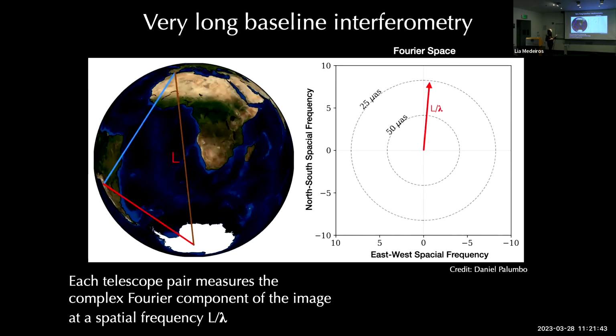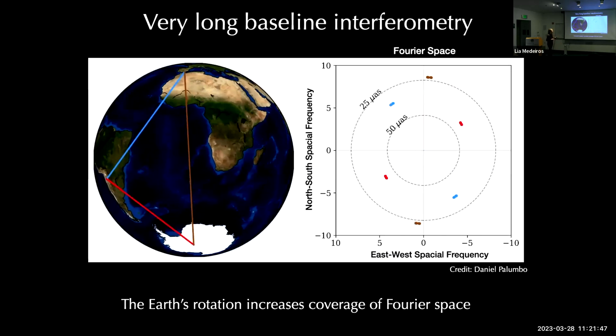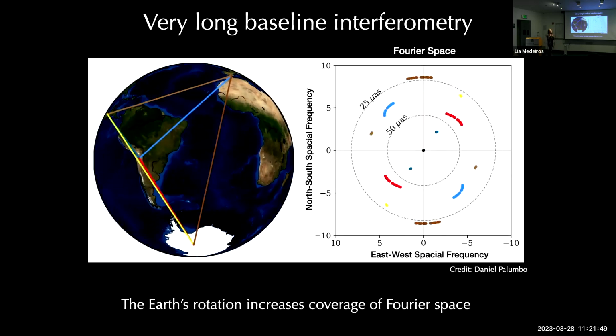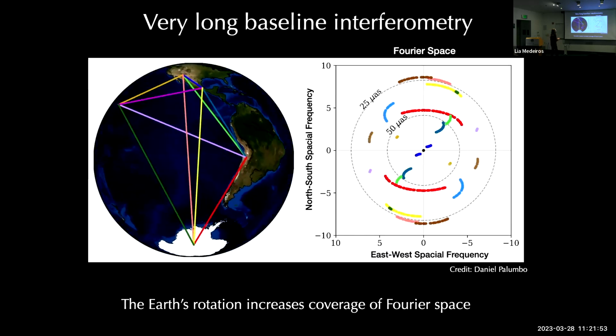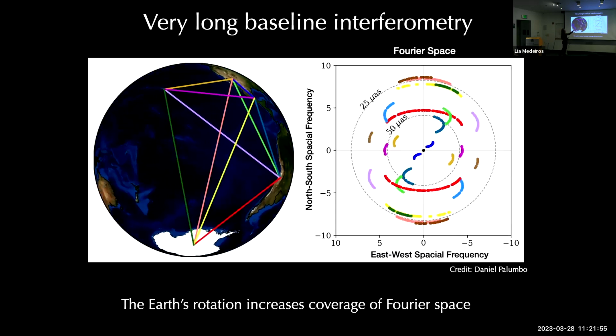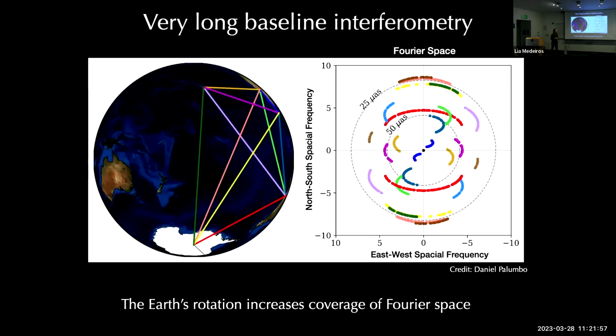What I really like about this is that we actually use the Earth itself as part of our instrument. So as the Earth rotates, each pair of telescopes will be at a slightly different location relative to the source on the sky. So each baseline will actually trace out these curves that you see here in Fourier space. And so these are the actual real observations that were carried out in 2017 for Sag A star.